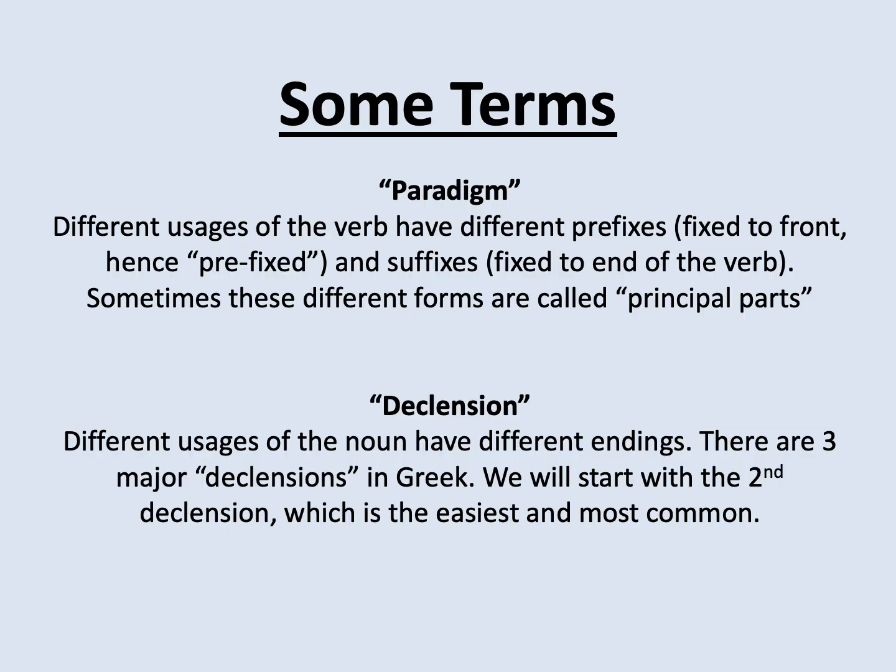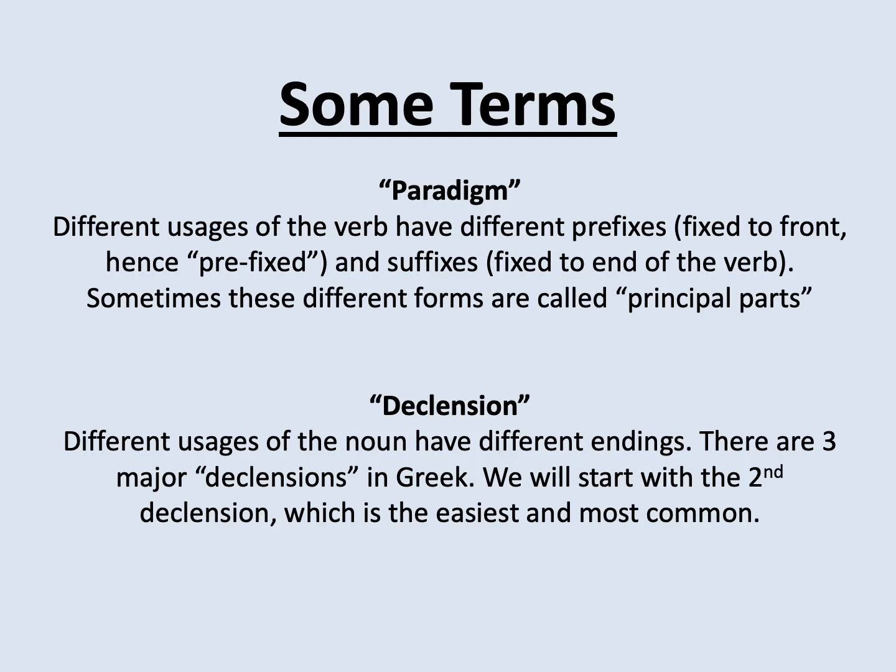Sometimes when we talk about verbs, we discuss paradigms. What we mean by that is that there are different forms of the verb with different prefixes, or those things that are affixed to the front of a verb, and different suffixes, those letters that are fixed to the end of the verb. These change depending upon the usage of the verb and also the type of verb. So all of these different changes together we refer to as a paradigm, or as sometimes it's called, the principal parts of a verb. So we learn verb paradigms.